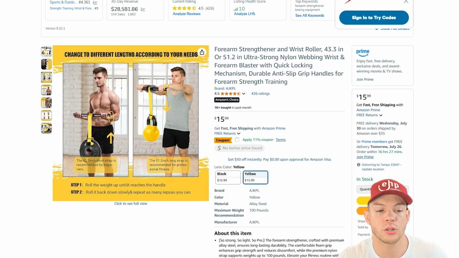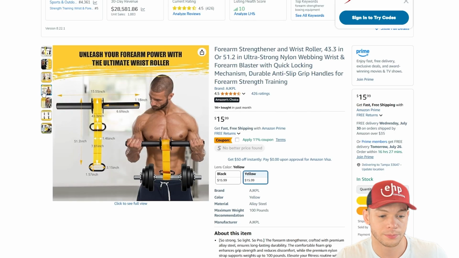And again, now it's showing how you can use it for different things. You don't just have to use it for forearm. You can use it for under forearm, or it looks like you could also do bicep curls with it. Unleash your forearm power with the ultimate wrist roller. And now it's showing the sizes.